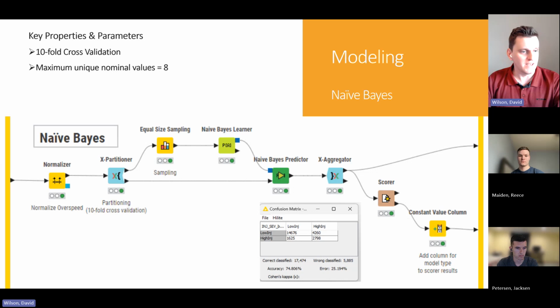We created a naive Bayes model. It uses a normalizer node with, like before, -1 to 1 min-max normalization, and incorporates tenfold cross-validation. The learner is configured for a max of 8 unique nominal values per attribute, since our largest categorical variable contained 8 values. We did the best we could to keep under 5 per variable. We had one category that wasn't possible. But that model produced a 74.8% predictive accuracy.